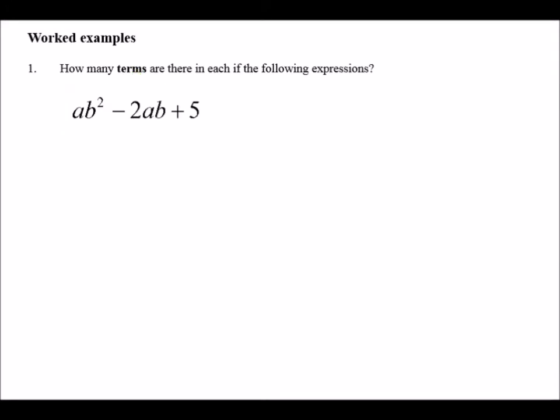Let's have a look at these worked examples. The first thing you have to do in algebra is identify how many terms. Remember we said that a term is separated by a plus or a minus. So we glance across like this. There is my first negative, so everything in front of that is a term. I run my eyes along to my next add or subtract. Everything in front of that is one term, and then this is my last term. So here we have 3 terms.